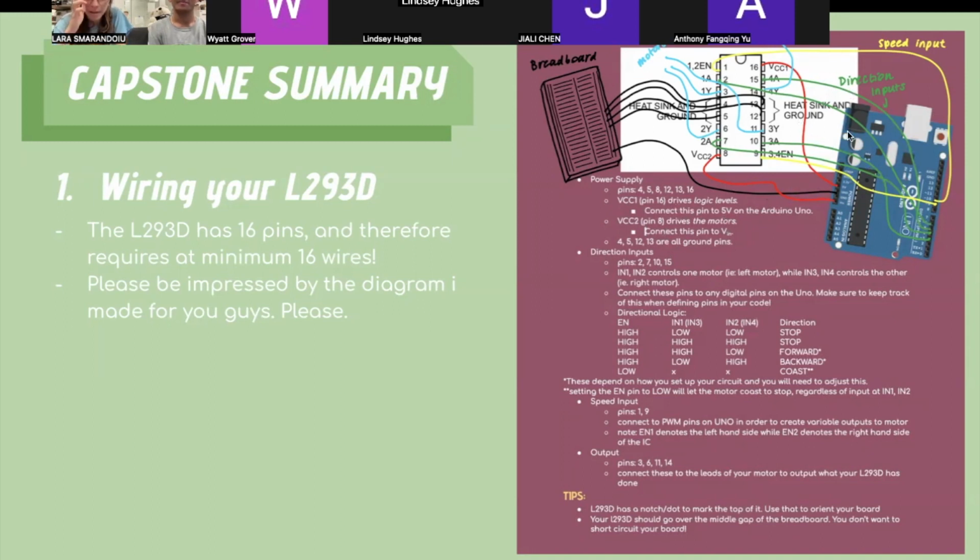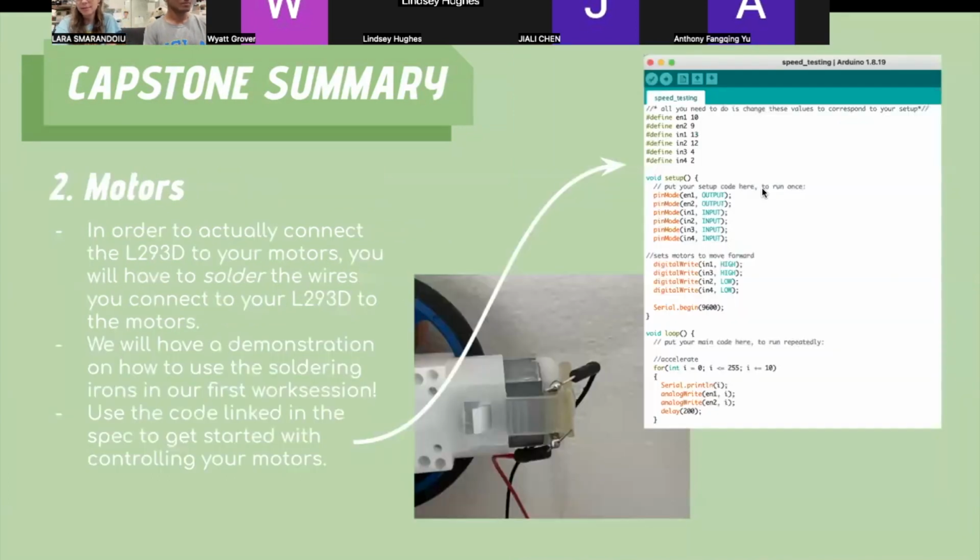Yeah. And then next in the spec will be your motors. This is actually pretty important because your motors, which will be connected to the wheels, might come with wires, but they also might not. It depends. We might have some from last year that are already soldered. We have some motors that have wires, and some that don't, and for the ones that don't, you actually have to solder them.